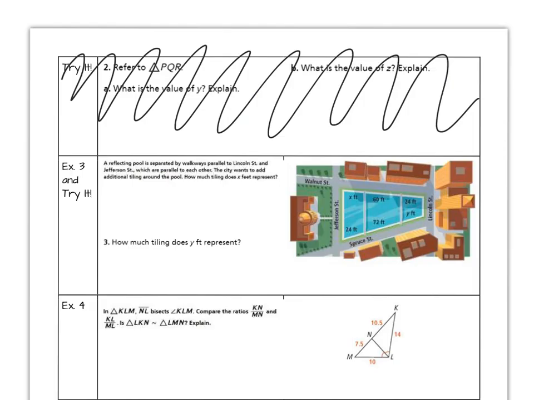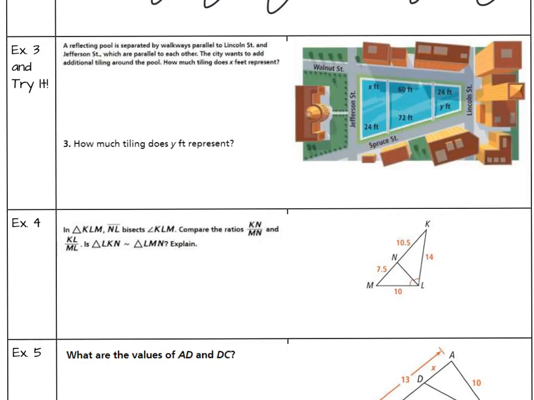Flipping it over to the back page, we're going to cross off the try it. This question is related to the problem on the last page, so we're just going to start fresh with example 3. A reflecting pool is separated by walkways parallel to Lincoln Street and Jefferson Street, which are also parallel to each other. The city wants to add additional tiling around the pool. How much tiling does x feet represent?